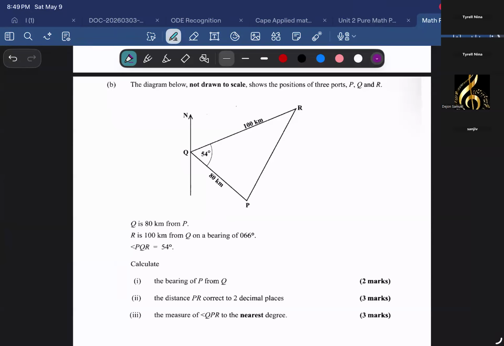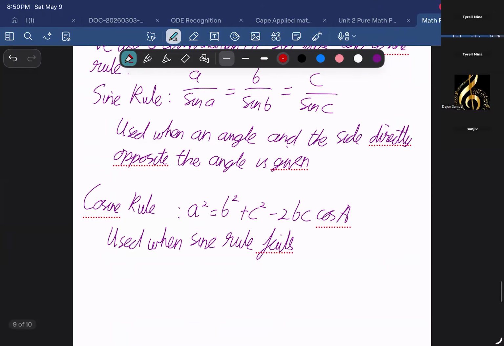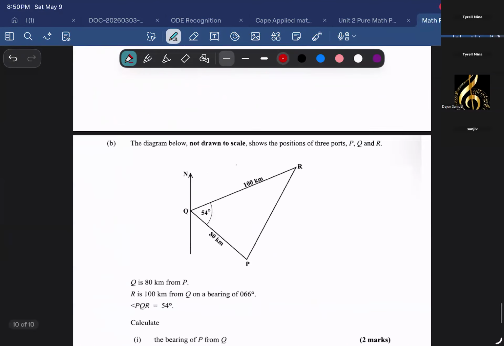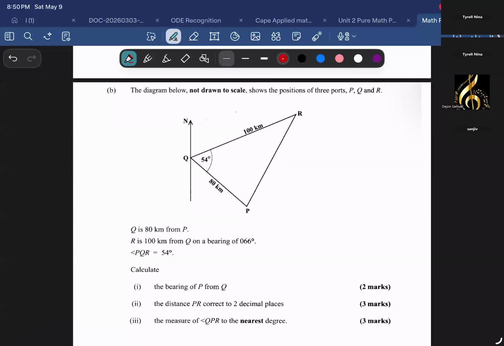That means this here is 66 degrees. Notice it said the bearing of P from Q. If it's from Q, that means, from our notes here, from means that is where the angle is at. So we know the angle is at Q. So this is 66 degrees.